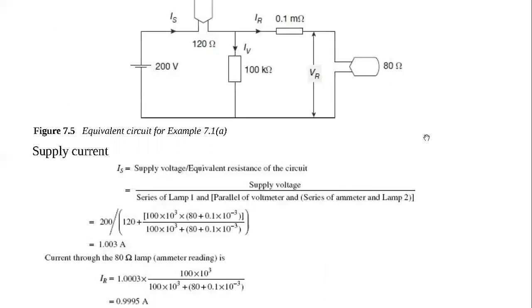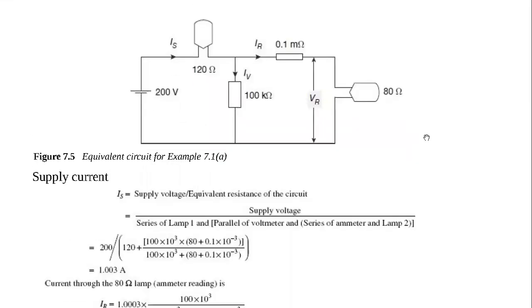So just going by the same analogy, we're going to try and get the supply current. So we are going to find the total resistance. We can see here how the total resistance will be. There is the 120 ohm lamp, and there is the 80 ohm lamp. So what would be the total resistance in this circuit? You can see the 120 ohm lamp is in series with all the other connections here.